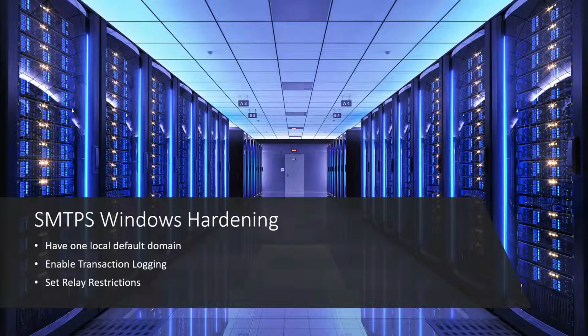So the second one, enabling transaction logging. This will keep a record of all the messages that are received and sent. And how you do this, you click Start, you go to Programs, go to Administrative Tools, and click Internet Service Manager. And then you right click Default SMTP Virtual Server and click Properties. And then you click on the General tab.